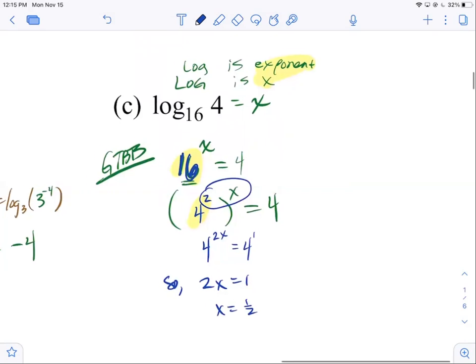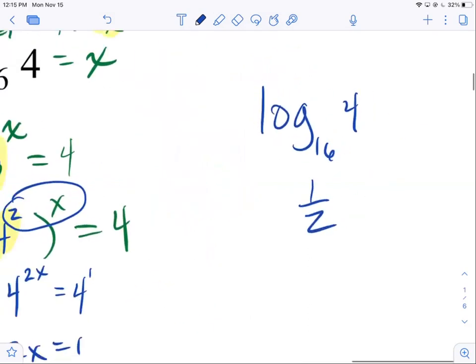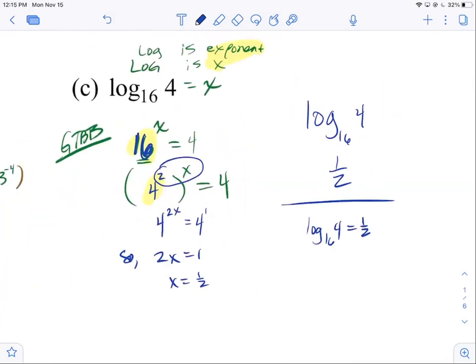Otherwise, you're just doing this log base 16 of 4, and you're like, oh, 16 to the 1/2 power squared. Then you just write it like that. Or if you just know what it is, 16 to what power is 4? Oh, it's 1/2. Either one like that.